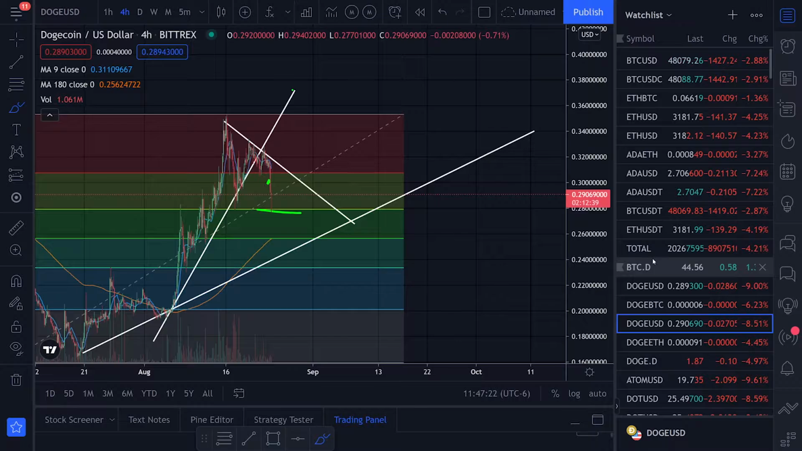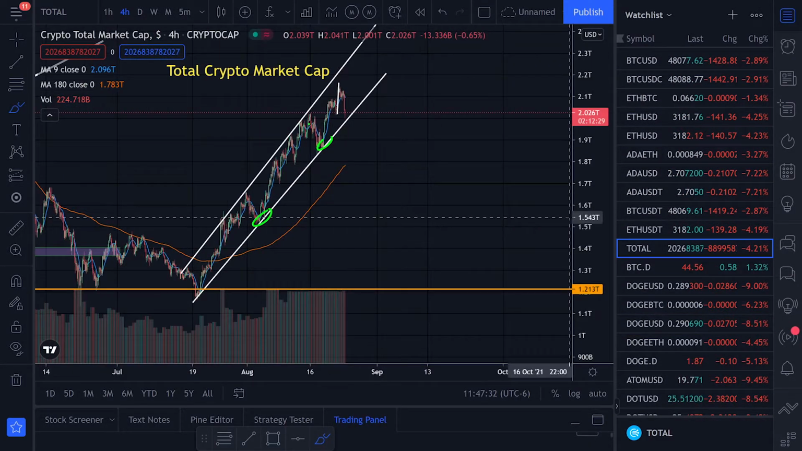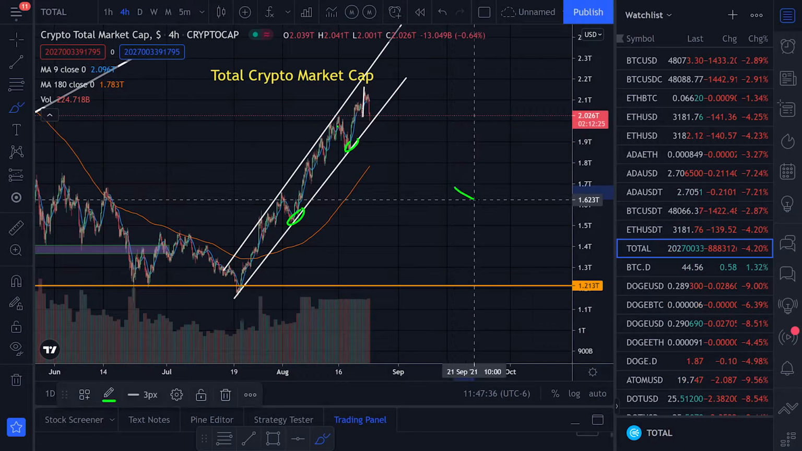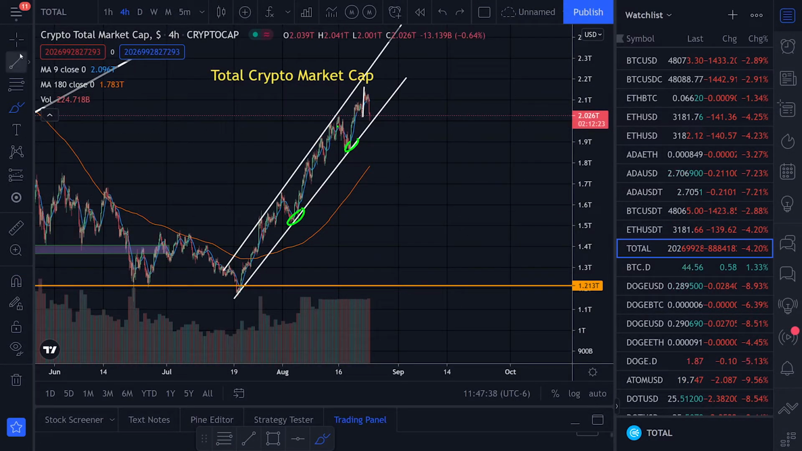I think that should explain it. We can go through another chart, I guess. Let's look at the total crypto market cap before we actually cut out.